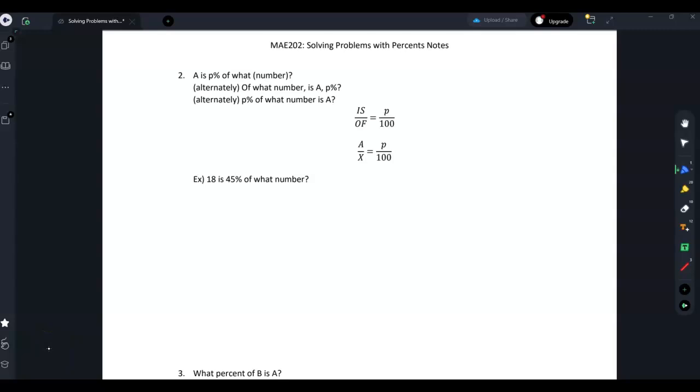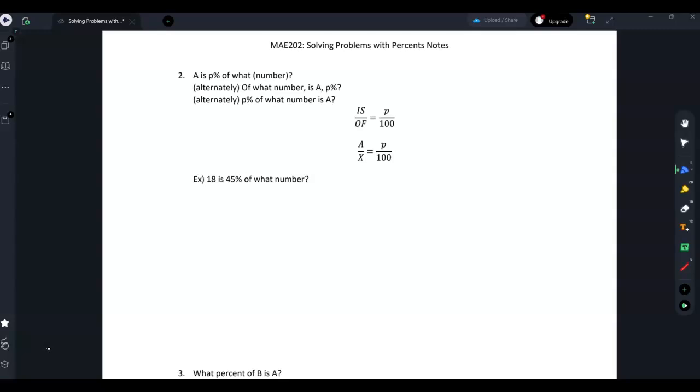So let's go ahead and do a couple more examples of this before we get to story problems. So this example says 18 is 45% of what number? Notice I know the percent, right? And this time I know the is part, right? What I'm trying to find is the of part, right? On these types of problems, we're given the actual number itself, we're given the percent, we don't know what it's out of, and that's what we're trying to find.